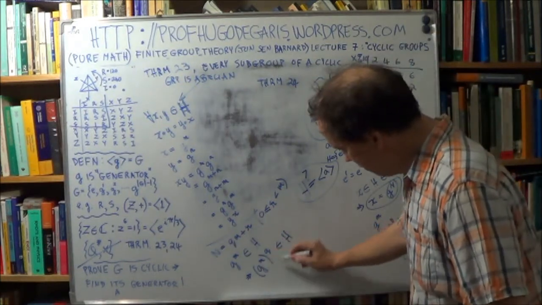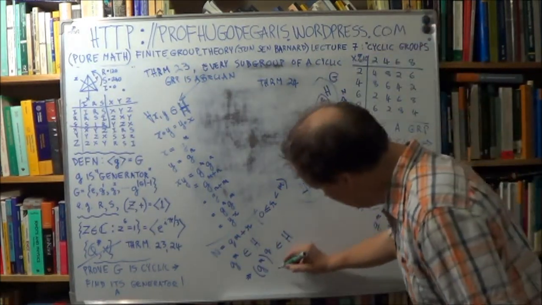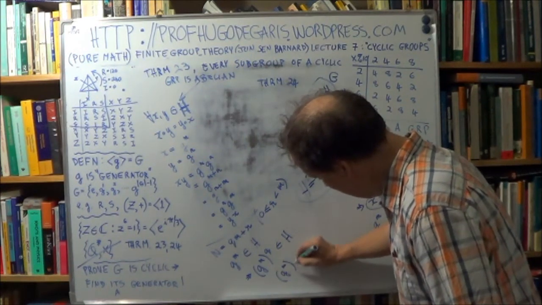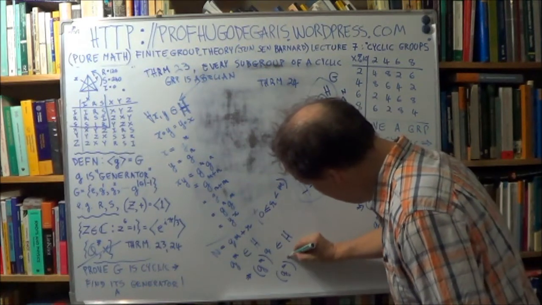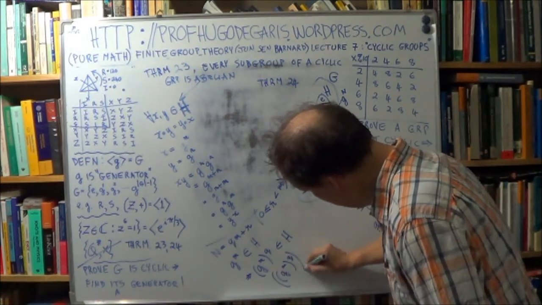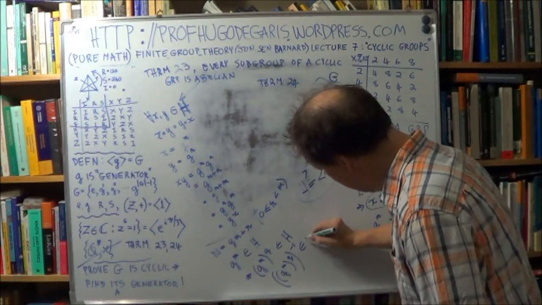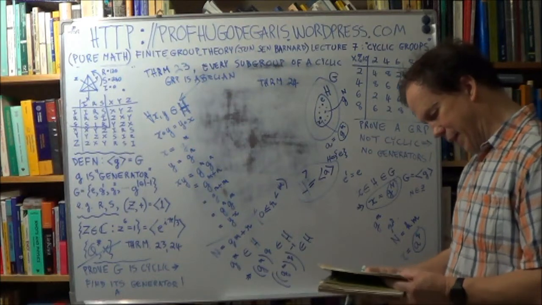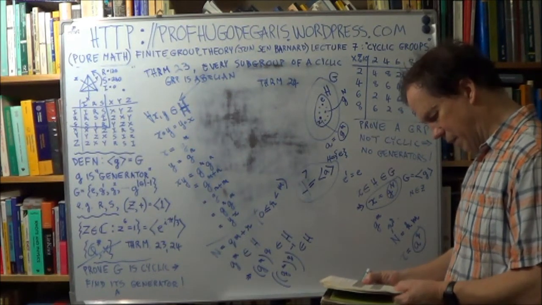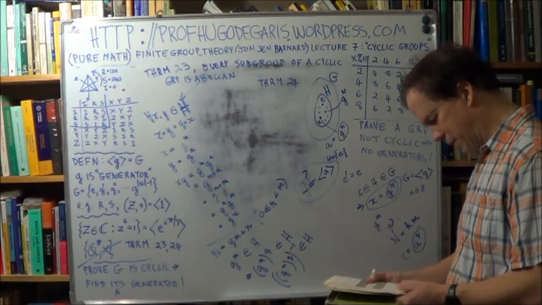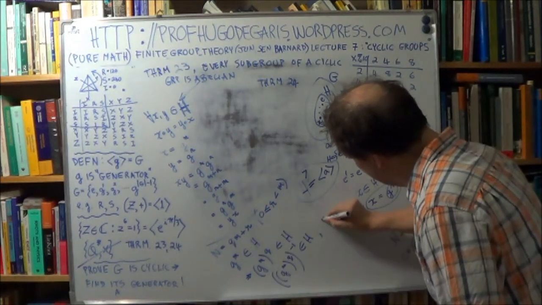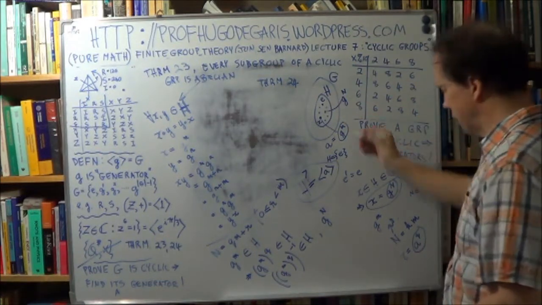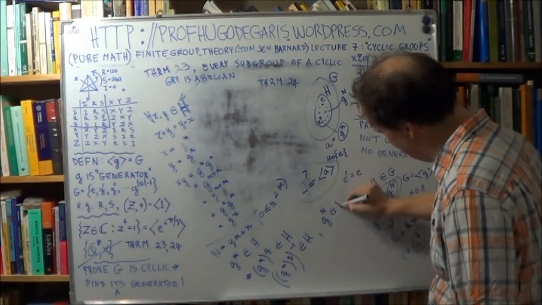Now if that belongs to H, its inverse also belongs to H, because H is a group. So its inverse also belongs to H. Okay? Now g^n, that was just a general member of H. g^n belongs to H.